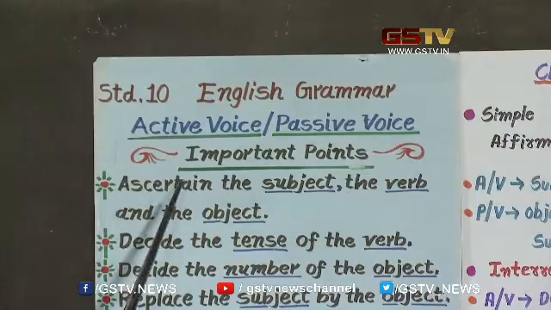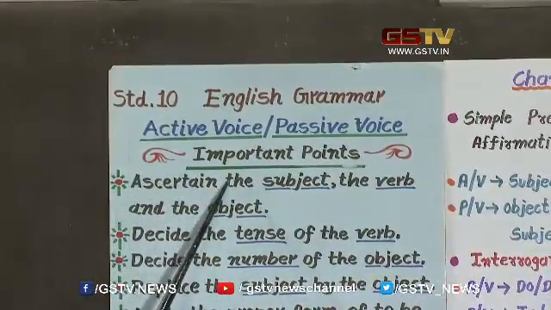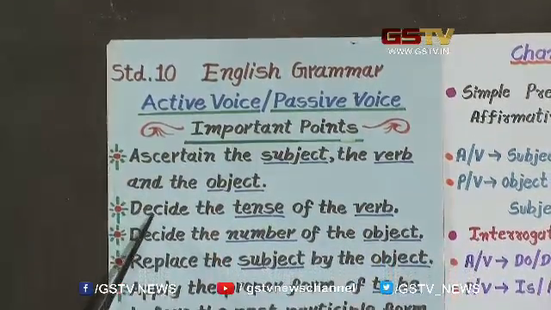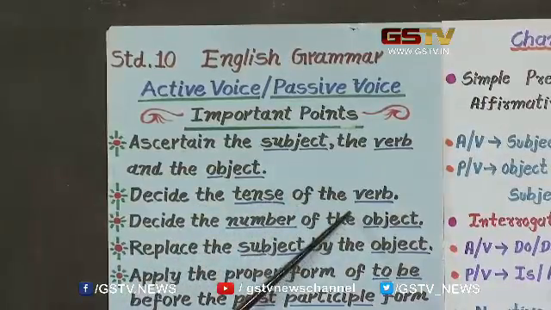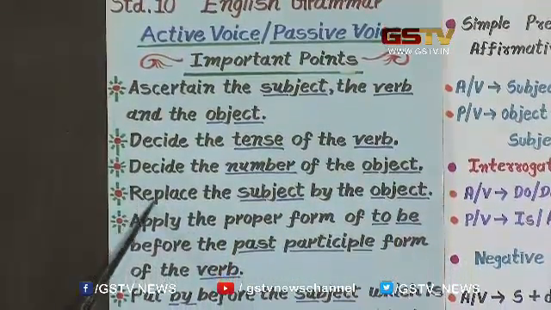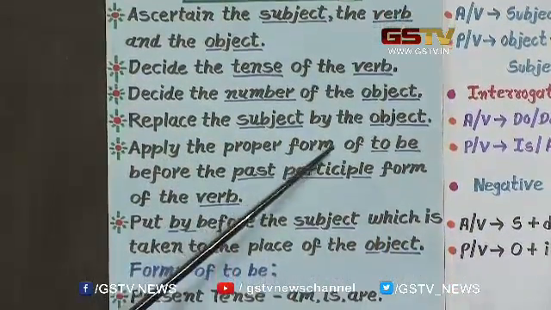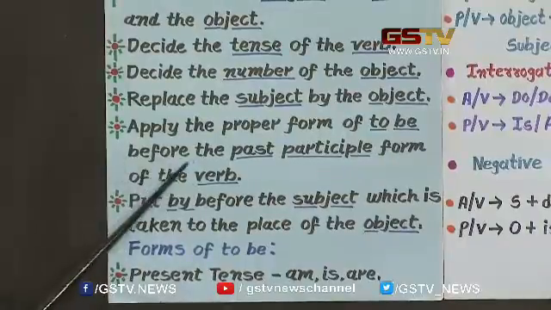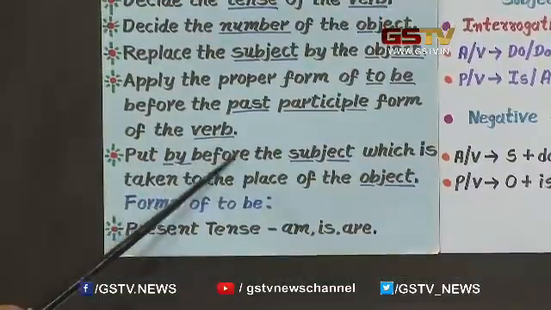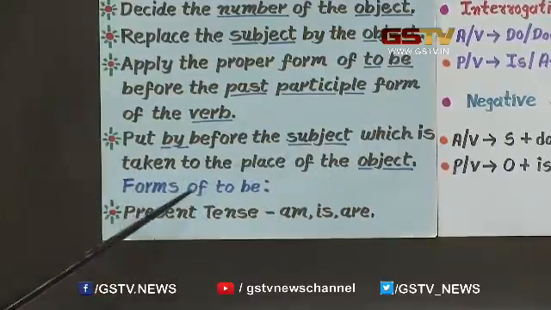Here are the important points to be kept in mind. First of all, ascertain the subject, the verb and the object, and after that decide the tense of the verb, decide the number of the object, replace the subject by the object, and apply the proper form of to be before the past participle form of the verb. Put by before the subject, which is taken to the place of the object.